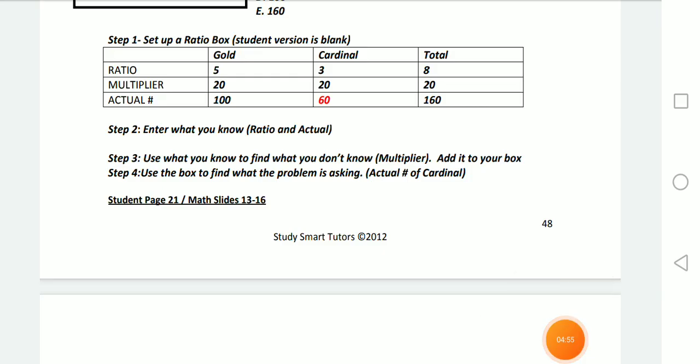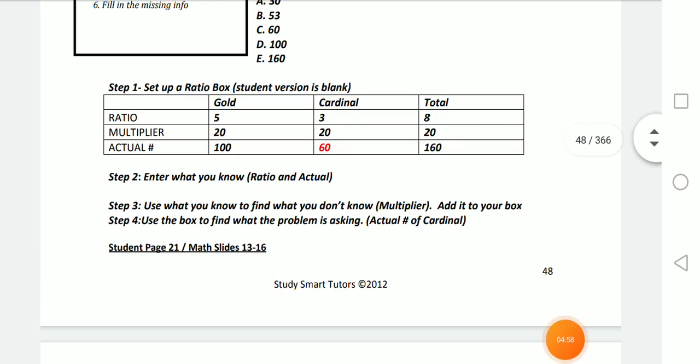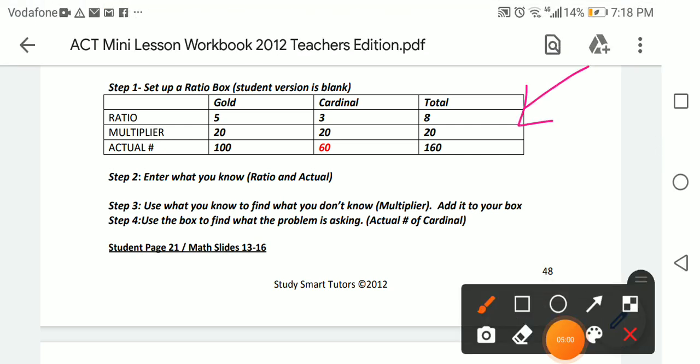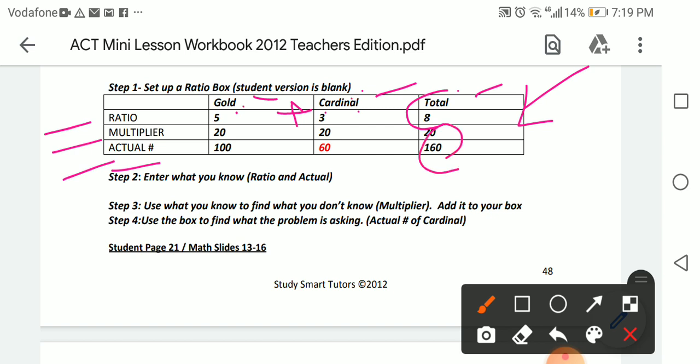Here I draw the ratio box. This is my ratio box, and remember, we have ratio, multiplier, and actual. Here the gold jelly beans, here the cardinal, and the total, part to whole. The part 5 is given, 3 for cardinal, and the whole is the addition of 5 and 3. 5 plus 3 gives me 8. And I have the actual here. What's the actual? It's given: 160, the total of gold and cardinal.